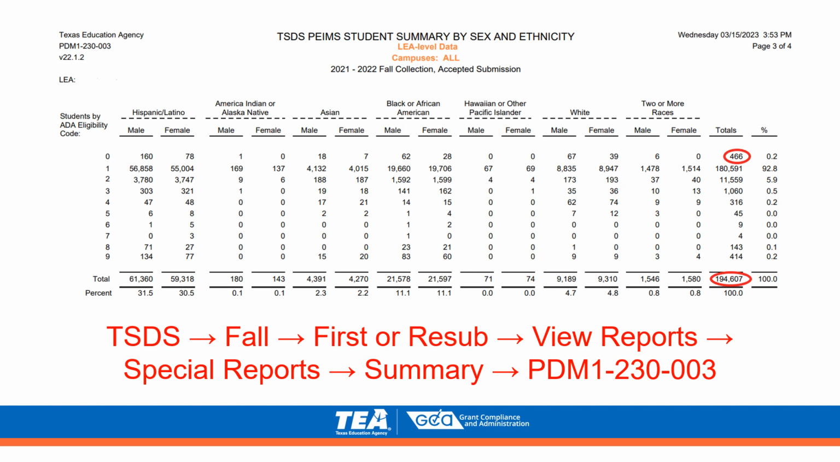Enrollment is the number of students actually receiving instruction by attendance in a public school as opposed to being registered but not yet receiving instruction. The LEA's enrollment figure is included on the TSDS PEAMS report PDM 1 230-003, student summary by sex and ethnicity. In this report, the total student count indicated is the enrollment count.